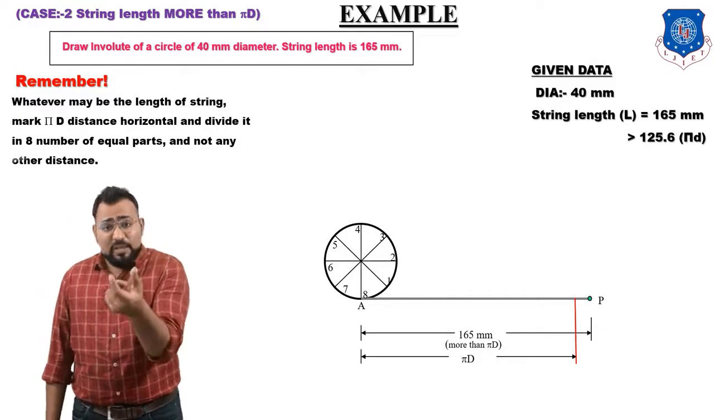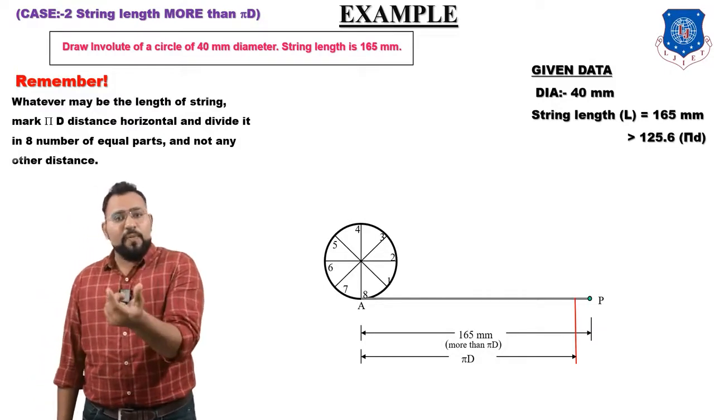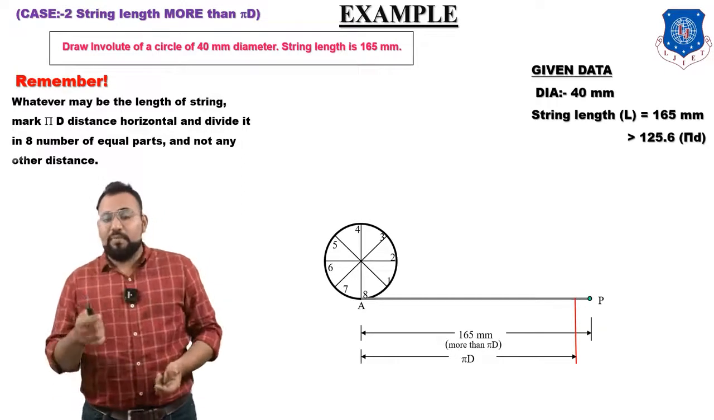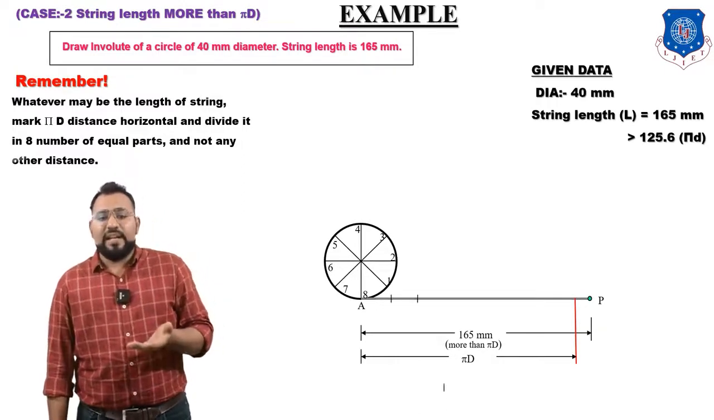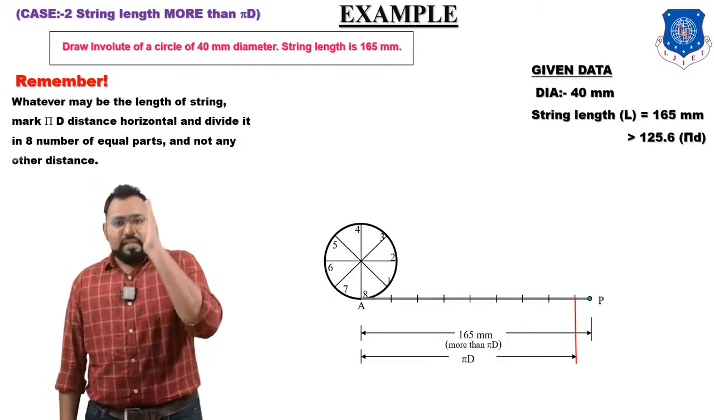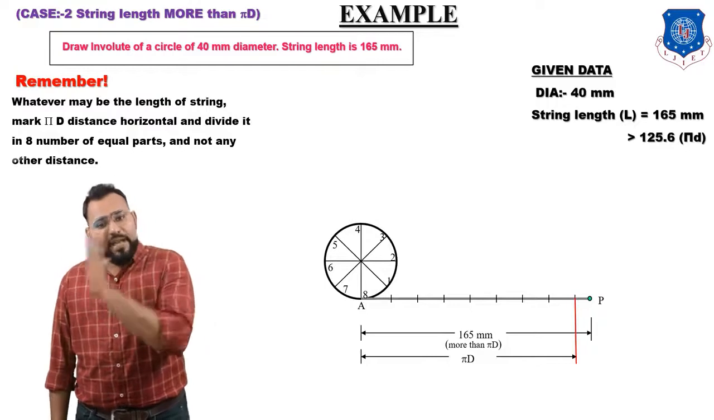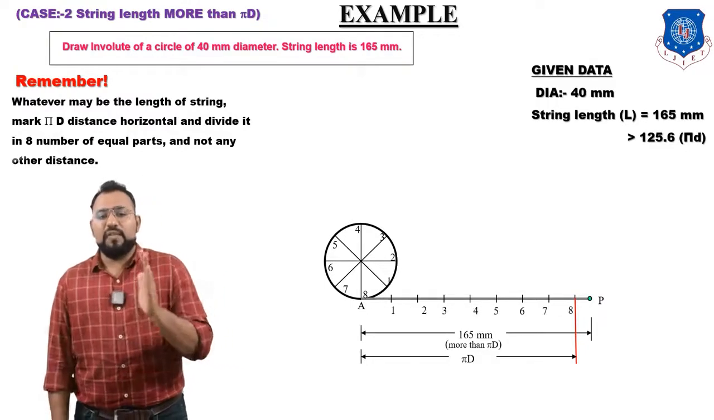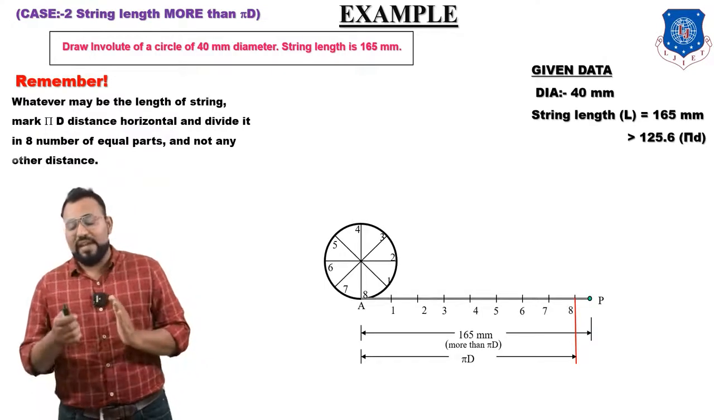So we have to divide this pi d distance into 8 equal parts. Now we are going to divide this pi d distance into 8 equal parts. So let us divide it like this, up to pi d. We divide the distance of pi d into 8 equal parts like this. Okay, so here you can see 1, 2, 3, 4, 5, 6, 7 and 8.